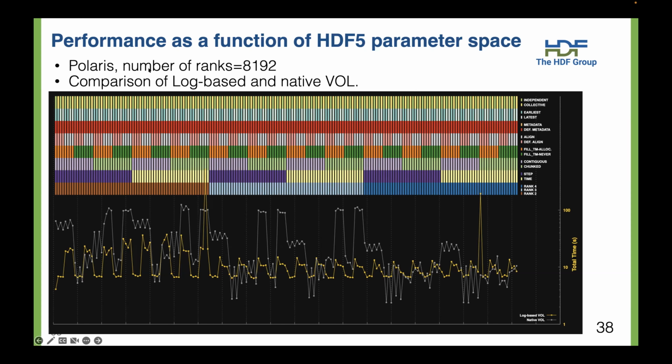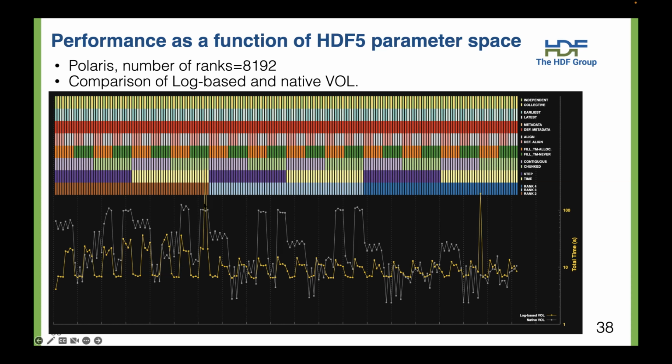So this is on Polaris, the same problem, 8,000 cores. And this is a comparison of the log based VOL to the native VOL. So in this case, I didn't reorder them. So this is just the case of the parameter space that was cycled through. So you can see the yellow curve is the log based VOL. So you can see it kind of eliminates some of the peaks.